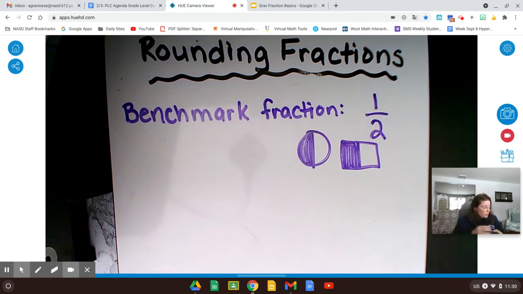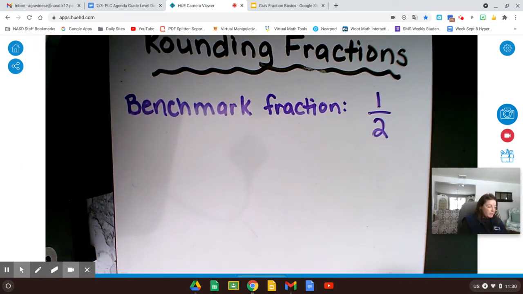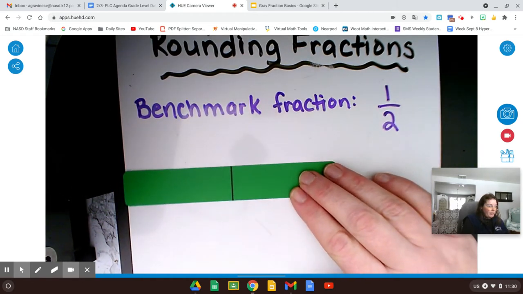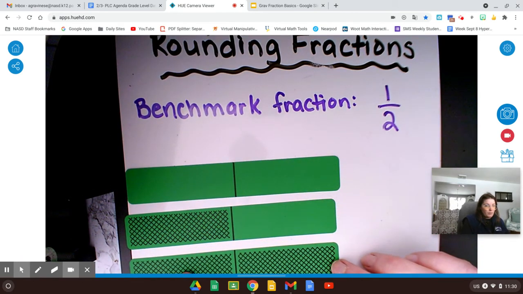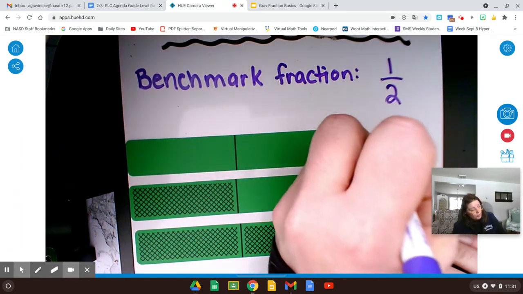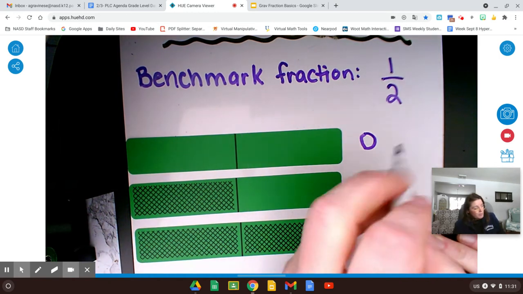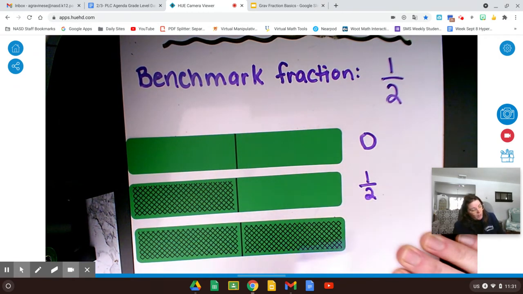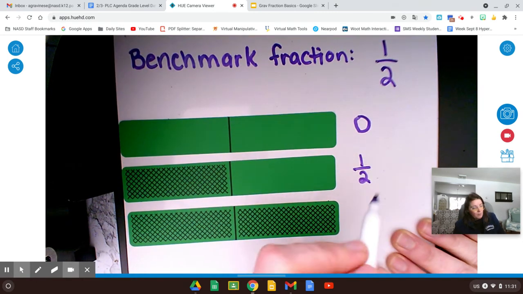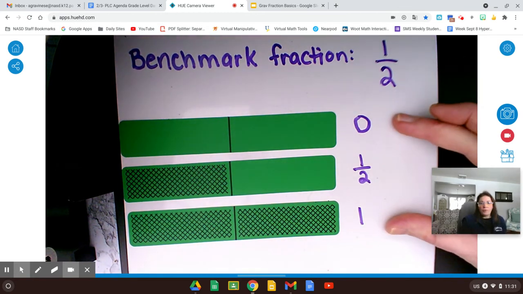So I want to show you what 1/2 looks like. And I'm also going to compare 1/2 to 0 and 1. So I'm using my fraction strips to show you this. The first fraction strip is representing 0. There's nothing shaded in. The second fraction is representing 1/2. 1 out of 2, or 1/2, is shaded in. And my third fraction strip shows 1 whole, or 2 out of 2. This is where we're going to round our fractions.